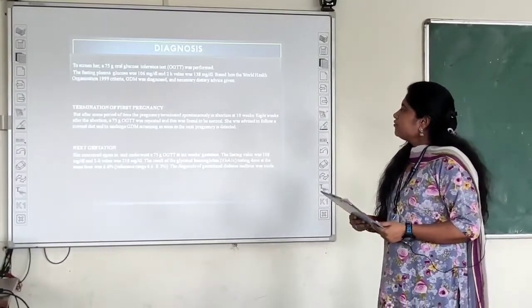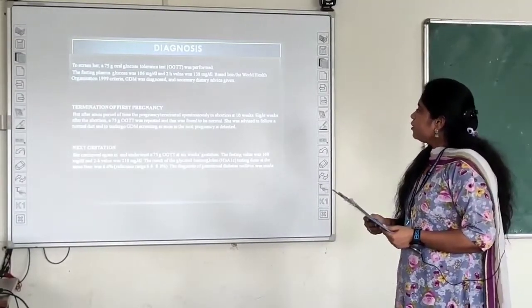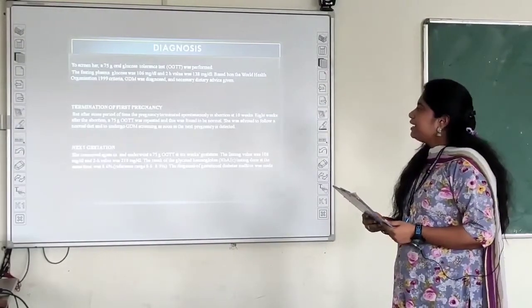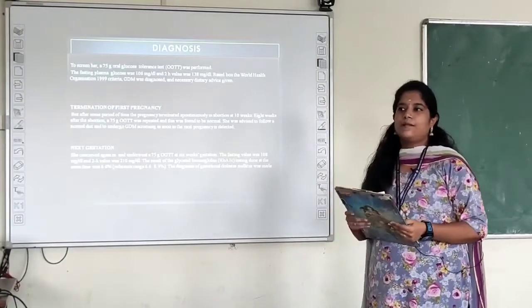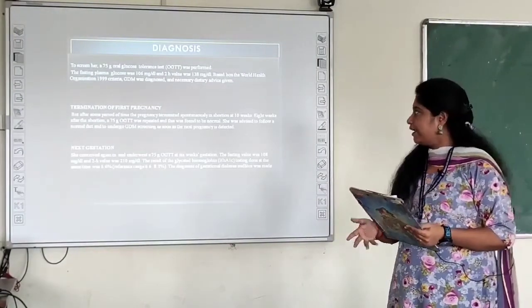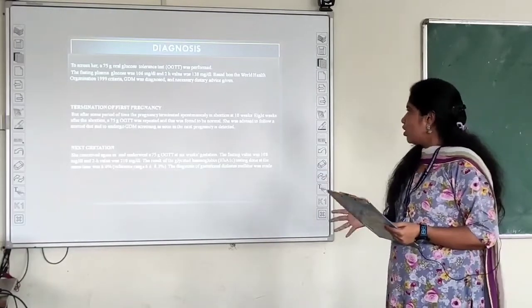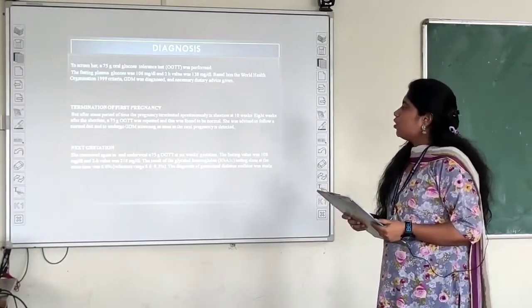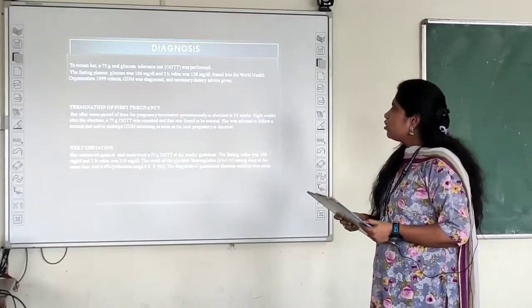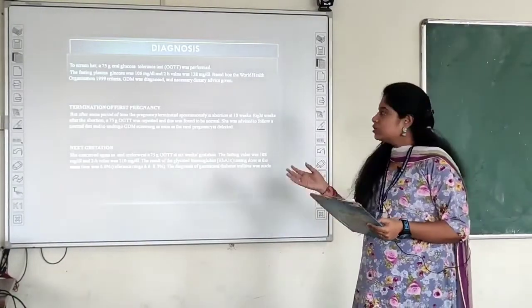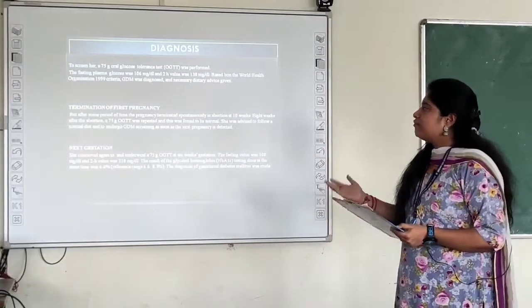So after termination of the first pregnancy, some time later a pregnancy ended spontaneously in abortion at 10 weeks. 8 weeks after the abortion, the glucose tolerance test was repeated and her sugar levels were found to be normal. So she was advised to follow a normal diet and to undergo a GDM screening as soon as the next pregnancy is detected. She was pregnant again after some months.